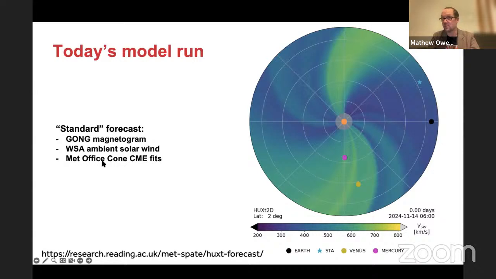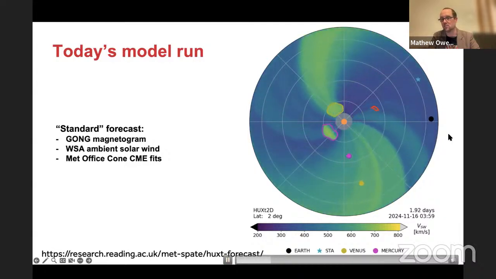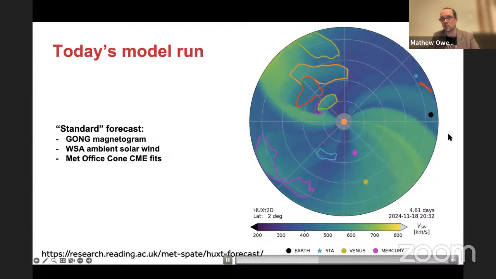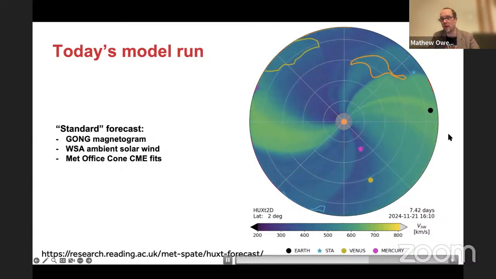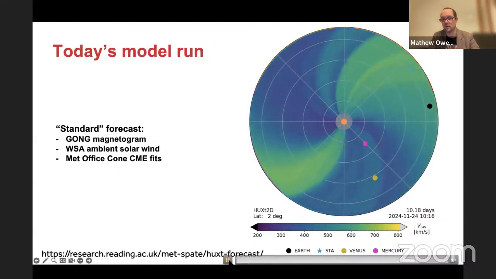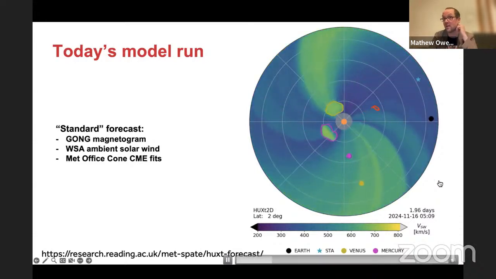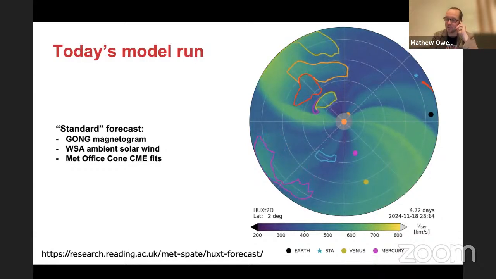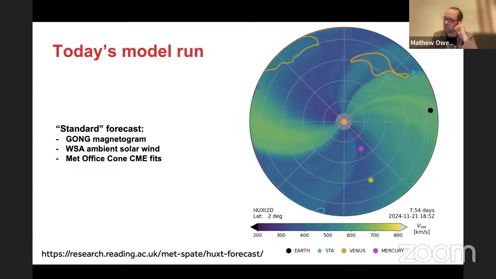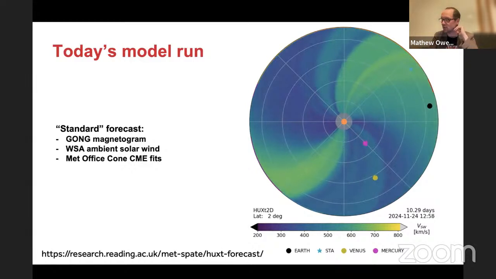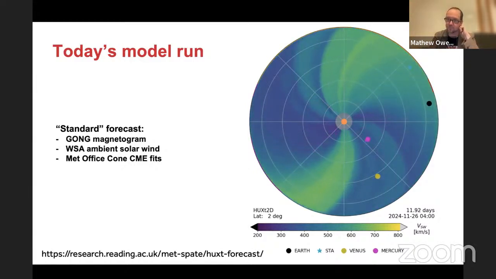And then Met Office observers look at the coronagraph observations and try and work out direction and speed of CMEs. We put all those things together and chuck them into HUXt, and this was the forecast for this morning. So you can see a few CMEs going off there. Those are the coloured lines, if that wasn't obvious. Nothing headed towards Earth for the next 5 days from this. So at the moment, 2-3 days ahead, we would be predicting not much in the way of space weather.